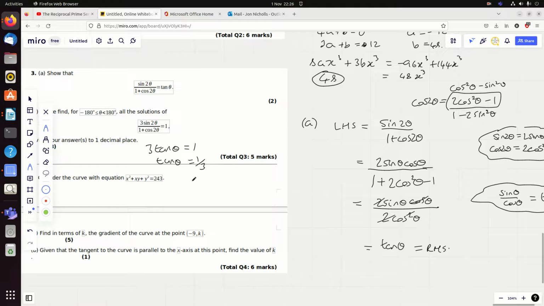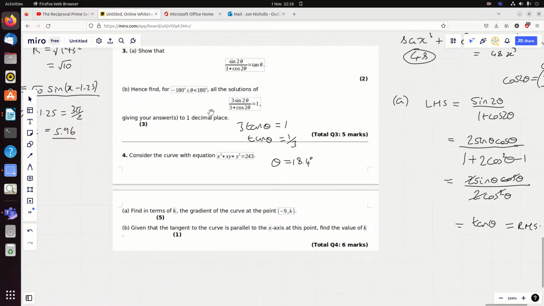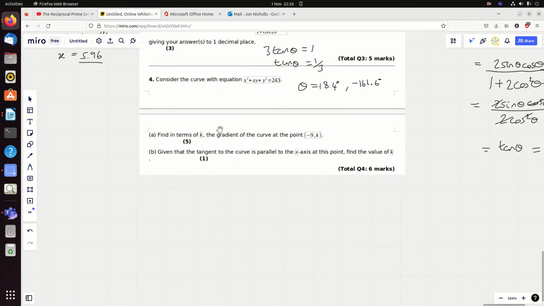Now, if tan theta is a third, you get theta is 18.4. And rule of thumb for tan is 180 plus. But that takes us out of the range, so there's no point in writing down that one. But you can add or subtract 180s with tan. And so the other solution in that range, anyway, is minus 161.6. With tan, you can always add a 180, another 180, or you can take away a 180, take away 180. That's because tan repeats every 180. That's exactly what it does. Its periodicity is 180 degrees, the length from the start to the finish.